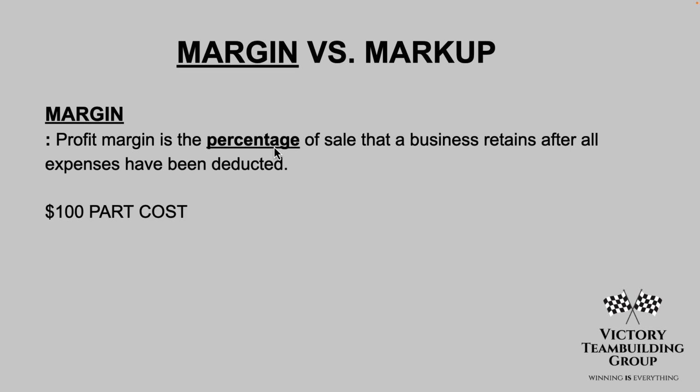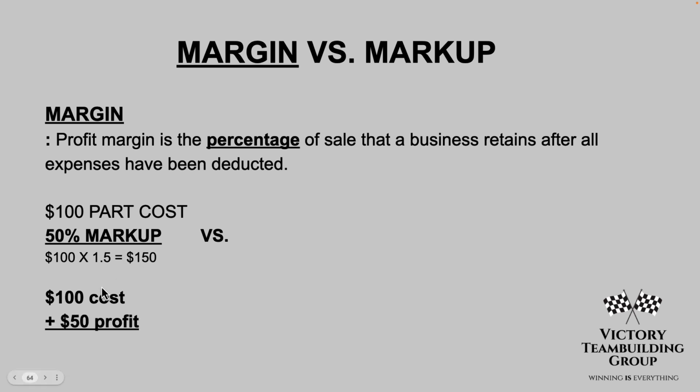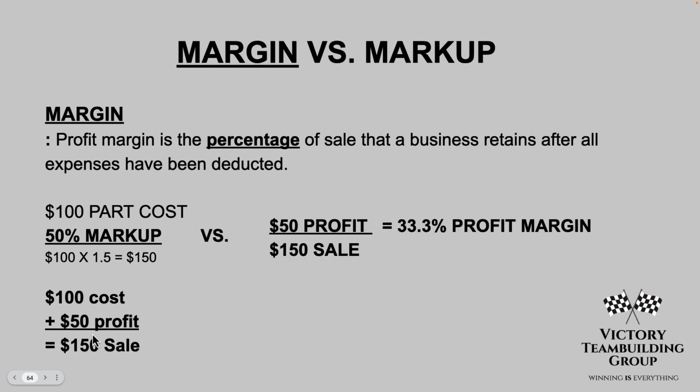Okay, so here we go. We have a $100 part cost, and we'll use the same example. I'm going to show you what that means percentage-wise. So $100 part cost, 50% markup. As we said, it's the cost times 1.5 gives us $150. So $100 cost plus $50 profit. We have the $100 cost and we have a $150 sale, so we have $50 profit.